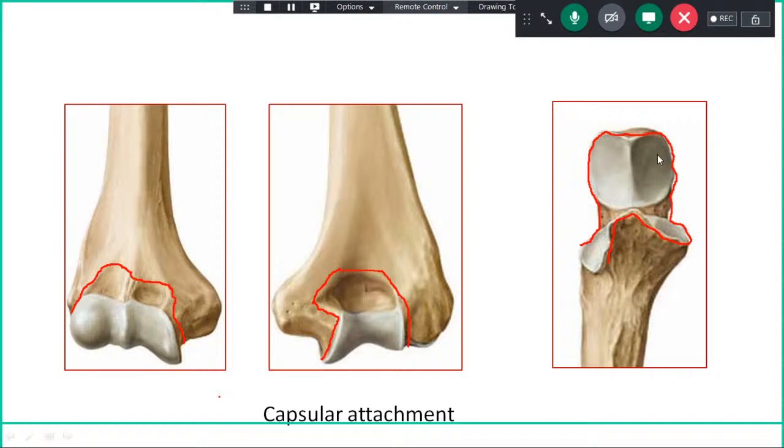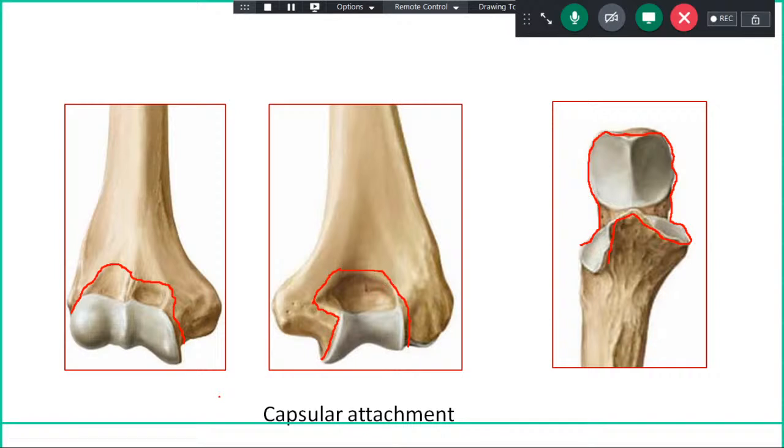So during extension, what will happen? This medial part comes in contact with the trochlea. I have already told you that the trochlea is divided into two parts by a spiral groove, a medial and a lateral part. Similarly, here also you can see it is divided into two parts. During extension, you can see yourself that this medial part comes in contact with the trochlea, and during flexion, this lateral part comes in contact with the trochlea of the humerus.